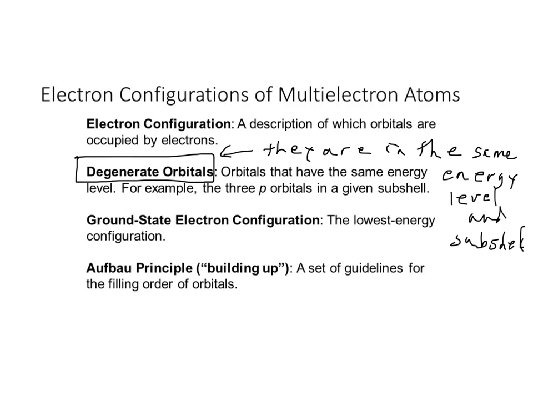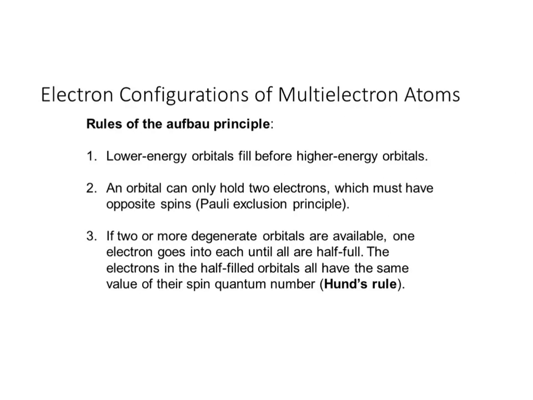The next term to define is the ground state electron configuration. That's the electron configuration that has the lowest possible energy. Anything with the lowest possible energy is going to be favorable when it comes to the electron configuration. Then finally, perhaps the most fun word to say in all of chemistry, the Aufbau principle. Go ahead, say it. You know you want to. Aufbau. The Aufbau principle are the rules we're going to use for determining an electron configuration. Without further ado, let's Aufbau it.